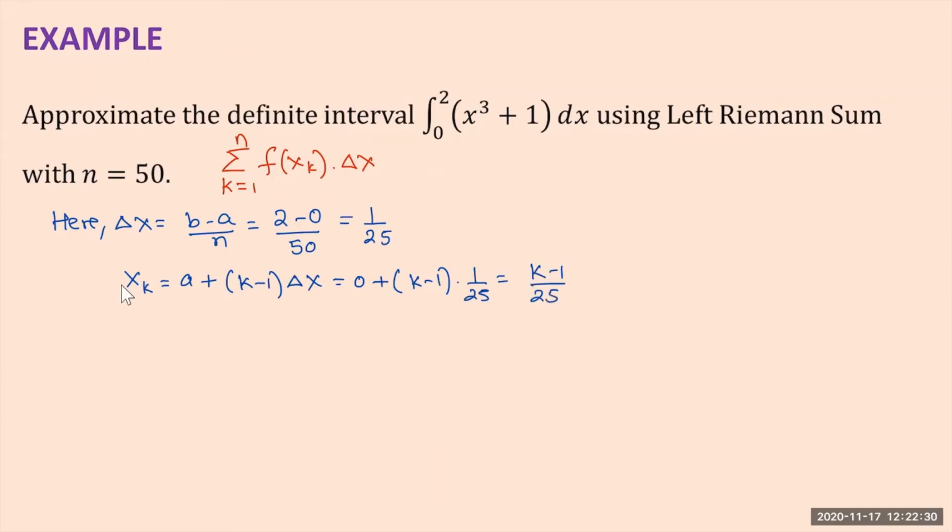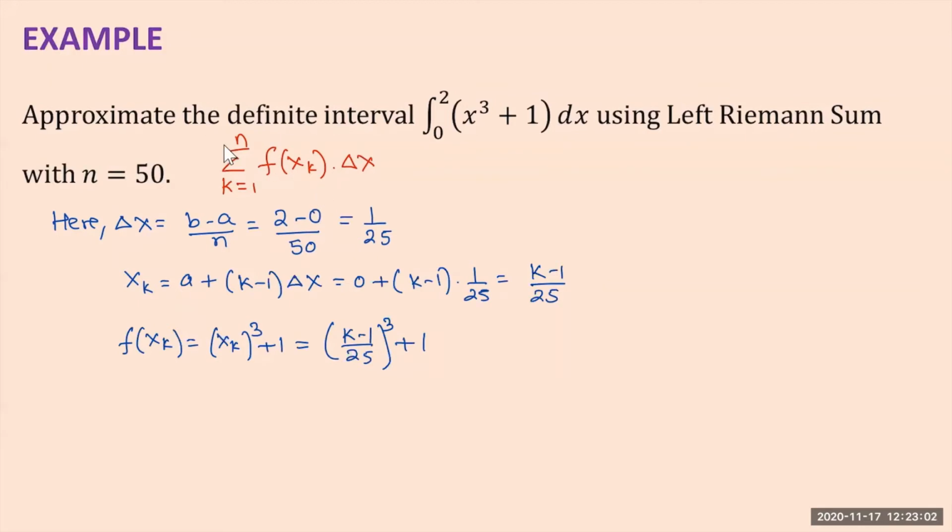So once we have the value of x k, we can find f of x k. Now f of x is x cubed plus 1. So f of x k will be x k cubed plus 1, which is equal to, we got x k as k minus 1 over 25, cube of that plus 1. Because x k is k minus 1 over 25. You plug in and cube it plus 1. So that is the value of the function.